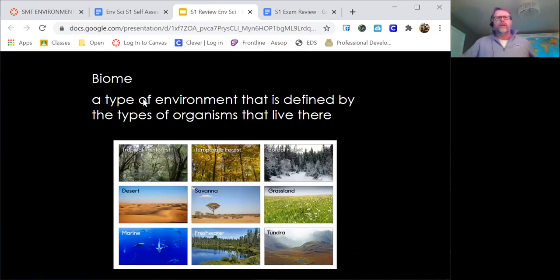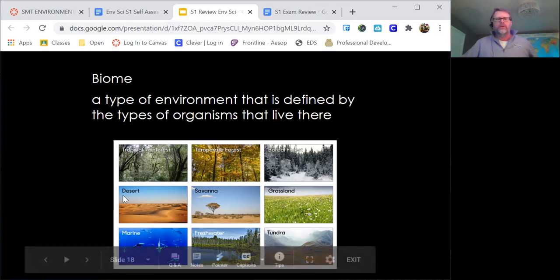Next up, we have the biomes, which are the types of environments defined by the organisms that live there. There are two different ways I can ask questions here. I can say something like, which biome is known for having almost no precipitation? Deserts have almost no precipitation. That's one way I can ask it.